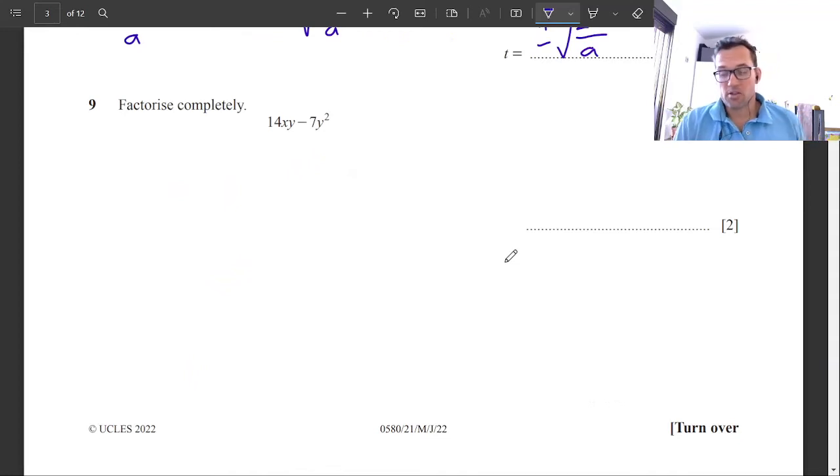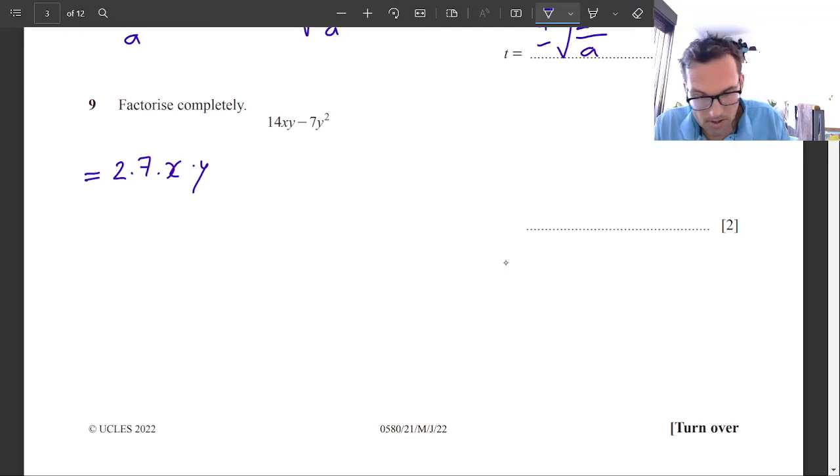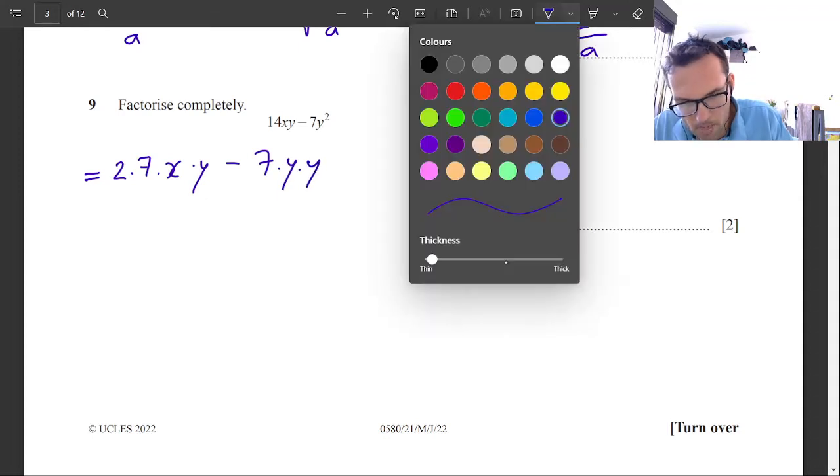Question 9, factorization, which means we're making brackets. First, we need to get common factors. So let's break this down into all its factors. 14 has factors 2 times 7, and then there's an x and a y. So 14xy is 2 times 7 times x times y. 7 is a prime number. y squared means y times y.